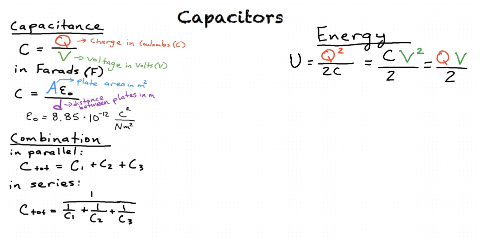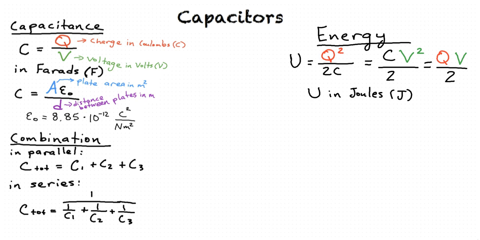Where again, U is our energy in joules, Q is the charge in coulombs, as mentioned earlier, C is the capacitance in farads, also as mentioned earlier, and V is the voltage in volts, also as mentioned earlier. Because in these formulas we are talking about a fully charged capacitor, the voltage in these equations is the total voltage of the voltage source.